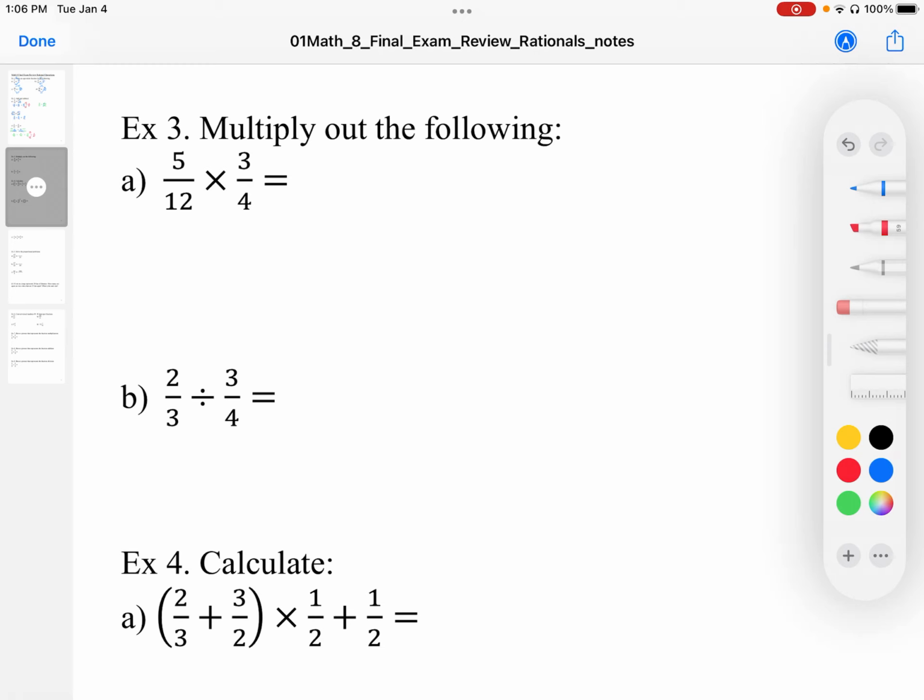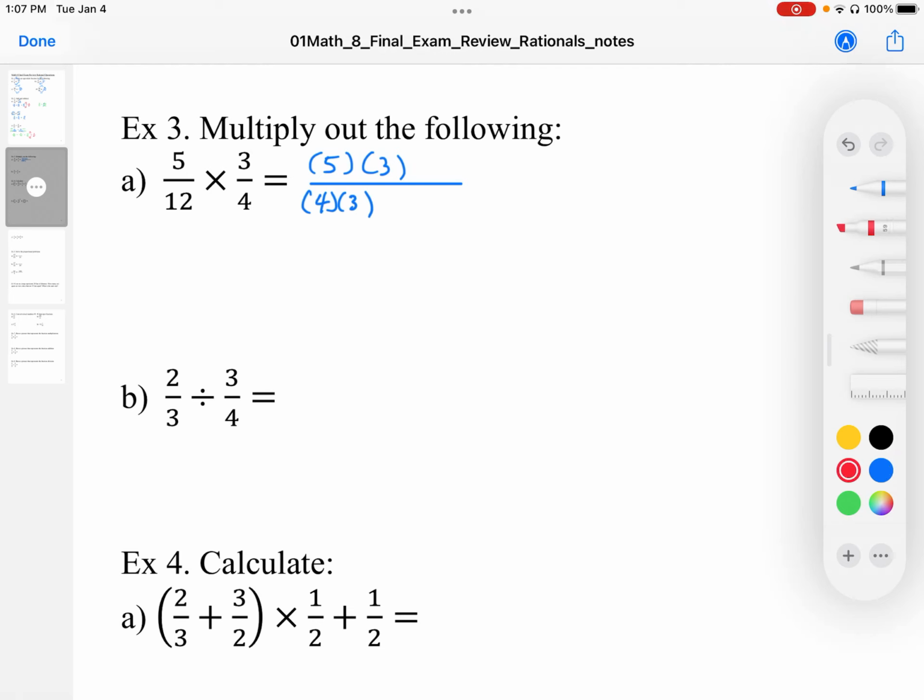So when we multiply this out, the first thing I'm going to do is show the numerator parts or the times parts. So I'm going to have times 5 times 3 in the numerator. And then in the denominator, I'm going to write this in factored form. I'm going to have divide by 4, divide by 3.